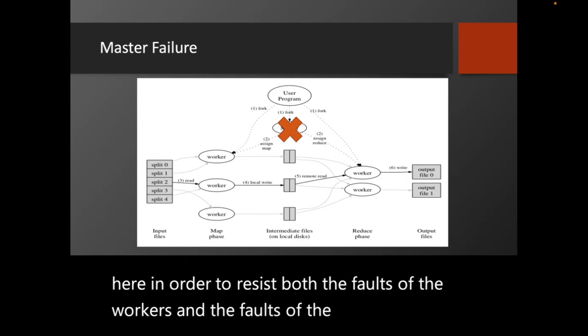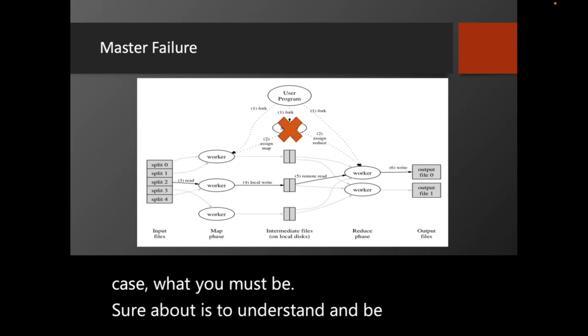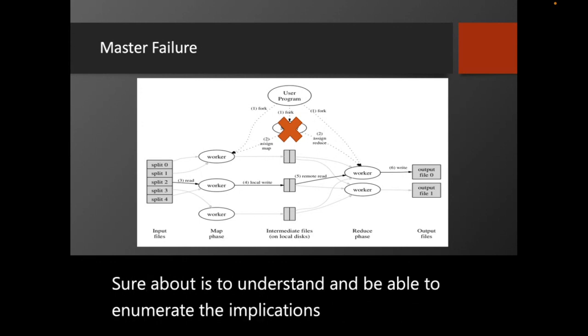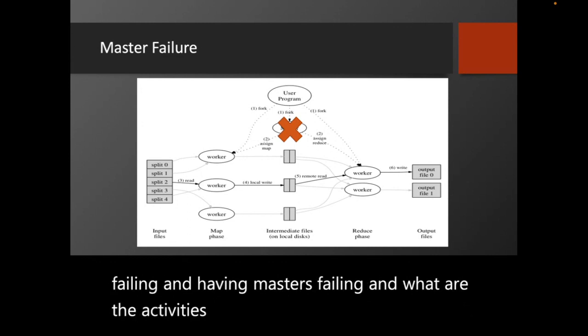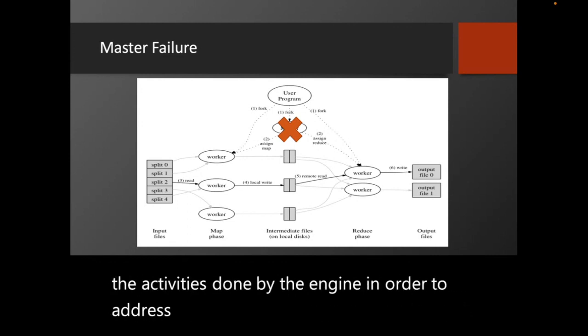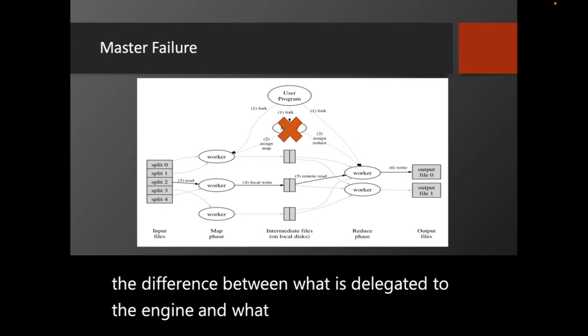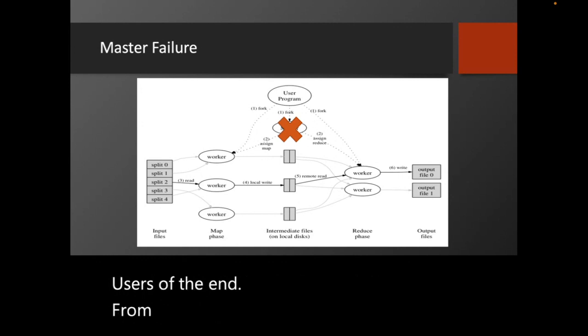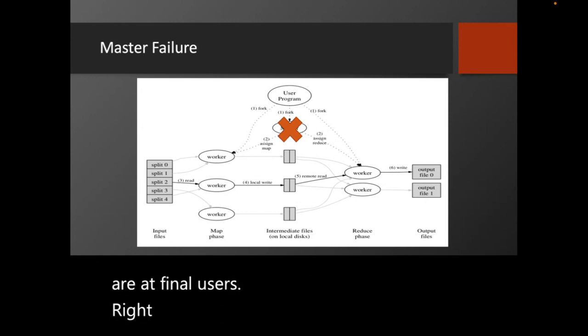In your case, what you must be sure about is to understand and be able to enumerate the implications of having workers failing and having masters failing, and what are the activities done by the engine in order to address these problems. And of course, make the difference between what is delegated to the engine and what is the responsibility of you as users of the engine. From the point of view of the engine, you are final users. So at some point, we are all also final users of different things.